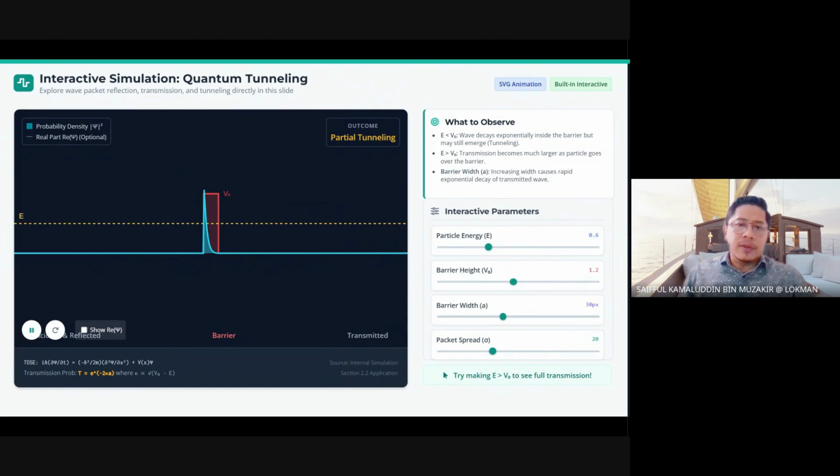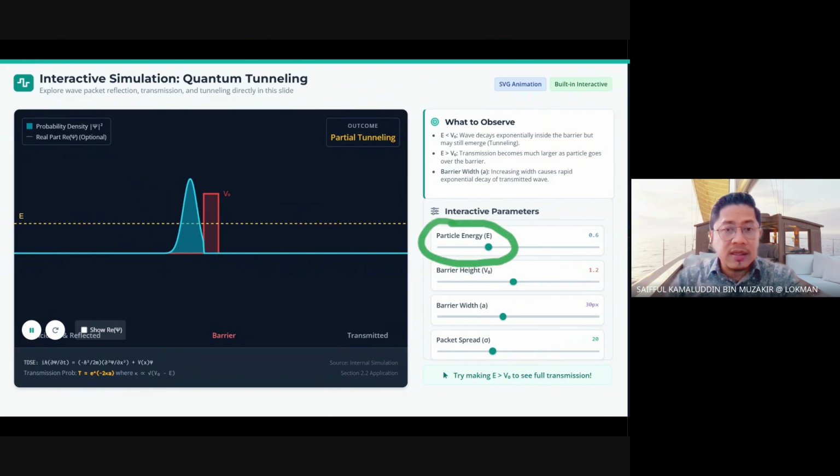The barrier height, V naught, the barrier width, denoted as A, and the packet spread, denoted as sigma. So start with the energy lower than the barrier height. Let's start with energy lower than the barrier height. We want to play around with the energy first.